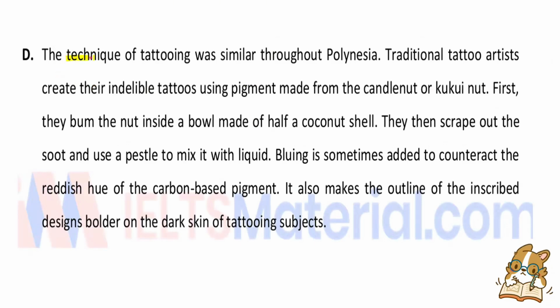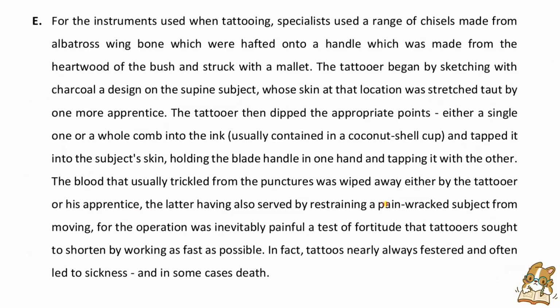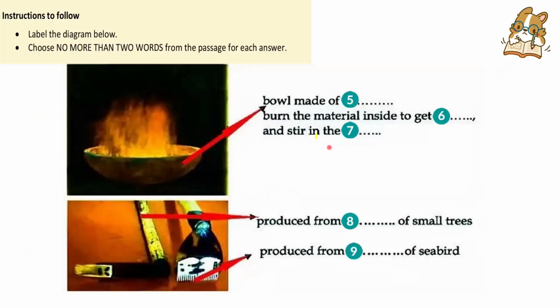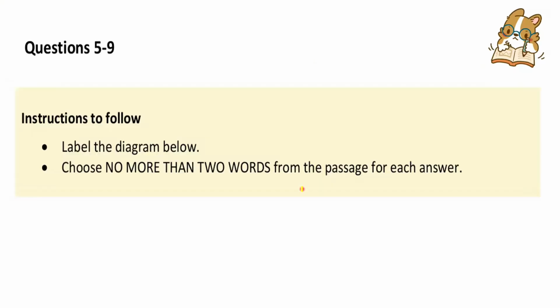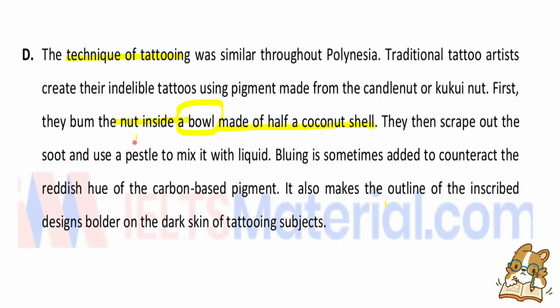So we have the technique of tattooing, which is very useful in the future. Bowl of blank, bowl of blank. All right, we have the knot and we have exactly the word bowl. Bowl made of half a coconut shell. Right, now going back to our question, which is bowl of blank, and we have to answer one or two words.